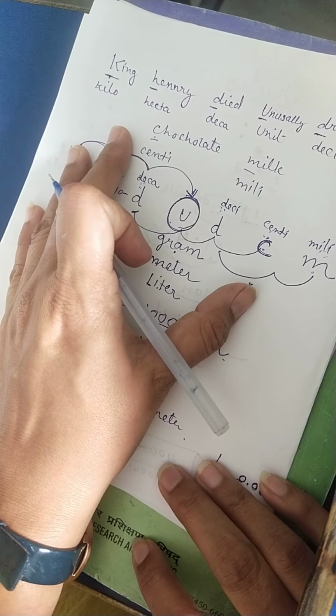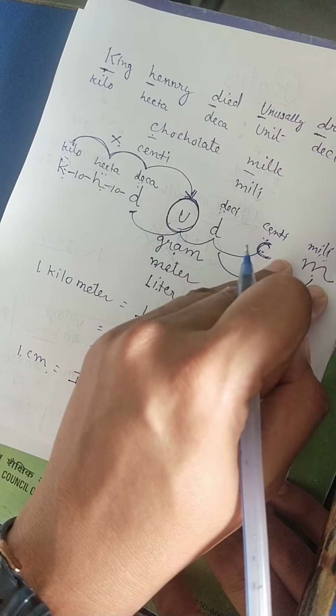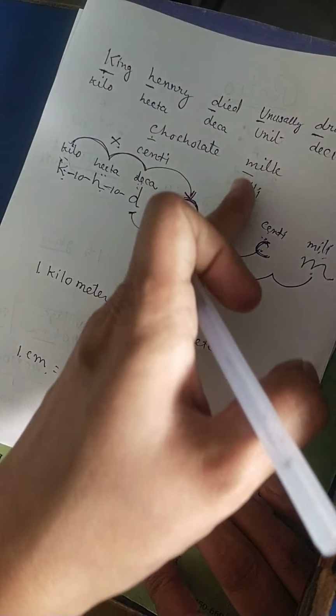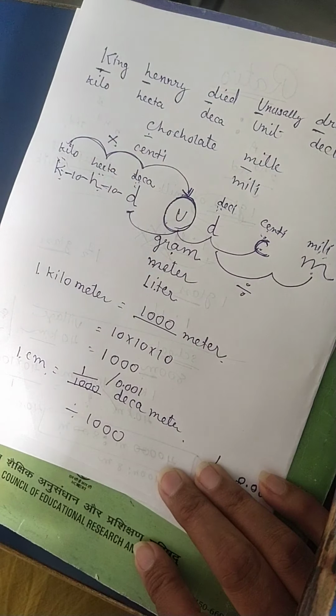Just remember one thing: if we are moving right side, then multiply. Why? Because we are converting big number to small. And if we are moving left side, then we have to divide. Why? Because we are converting small unit into big. Here our units are gram, meter and liter. Gram is for mass, meter is for length and liter is for capacity. So these things you have to learn.